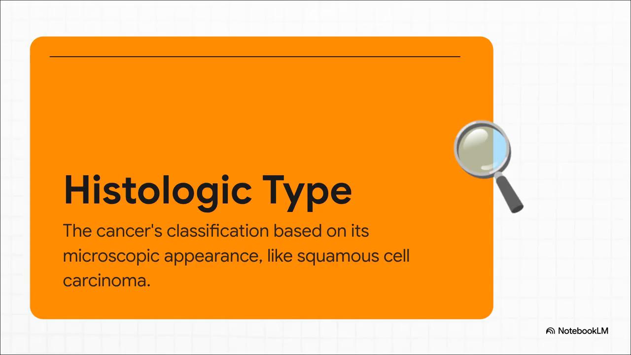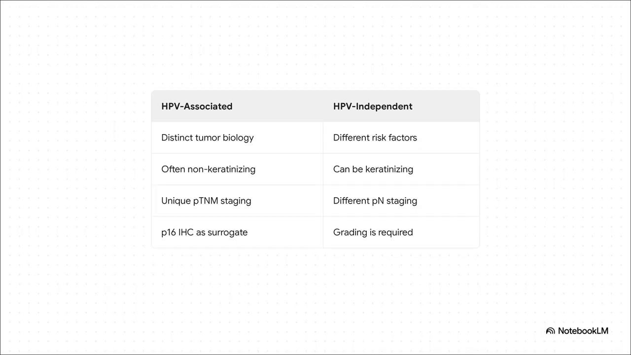Okay, now for the fun part, looking under the microscope to figure out the histologic type. The CAP checklist has a whole long list of possibilities, everything from minor salivary gland tumors to neuroendocrine carcinomas. But for what we see most often here, squamous cell carcinoma of the oropharynx, there's one question that changes everything: its relationship with HPV.